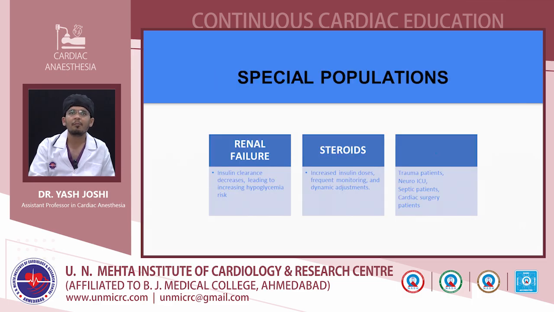Now we will discuss certain special populations. Certain ICU populations require individualized glucose management. In patients with renal failure, insulin clearance is decreased significantly, increasing the risk of hypoglycemia. Patients receiving corticosteroids often require higher insulin doses because of steroid-induced insulin resistance. Trauma patients, neurocritical care patients, septic patients, and cardiac surgery patients may all demonstrate unique glucose patterns and require frequent reassessment. There is no single glucose strategy which is suitable for every critically ill patient.